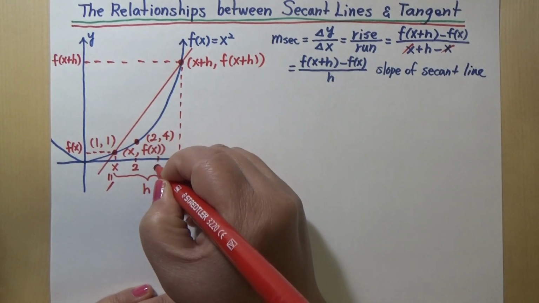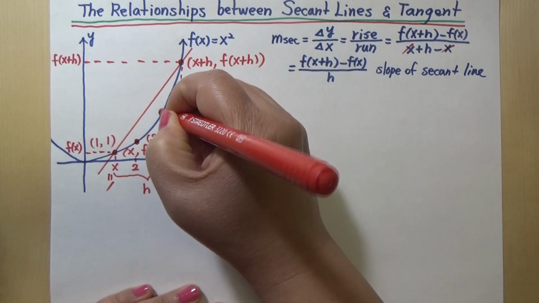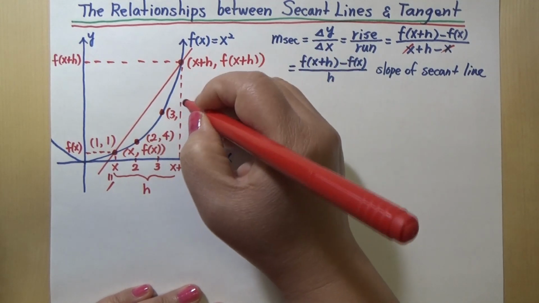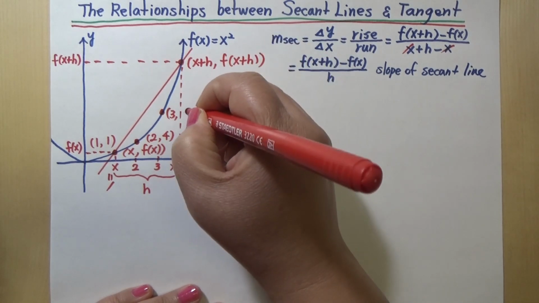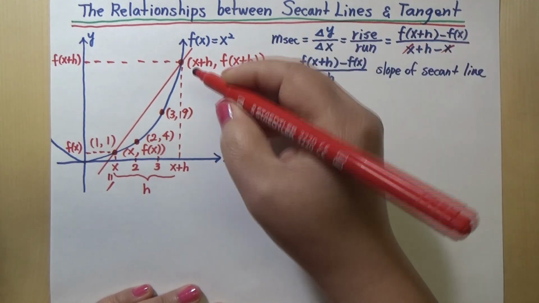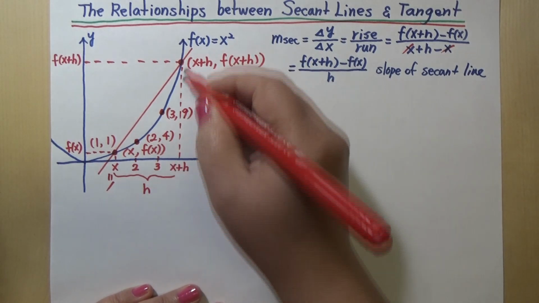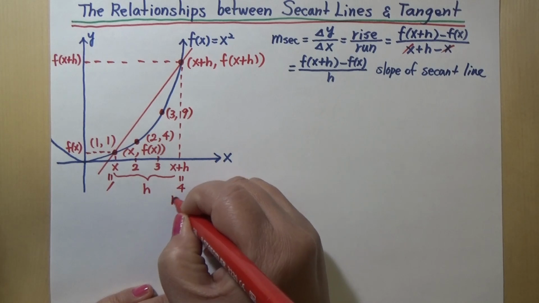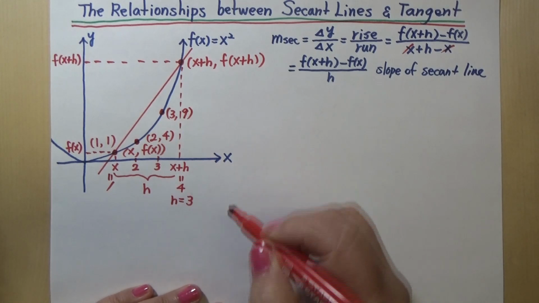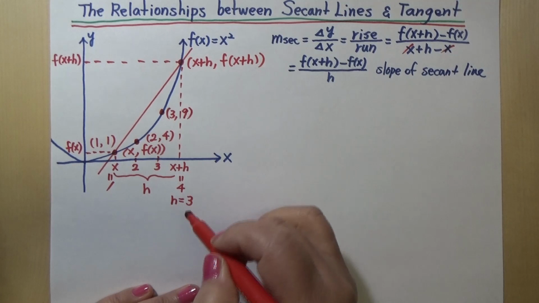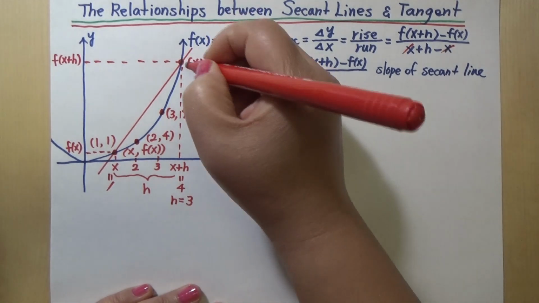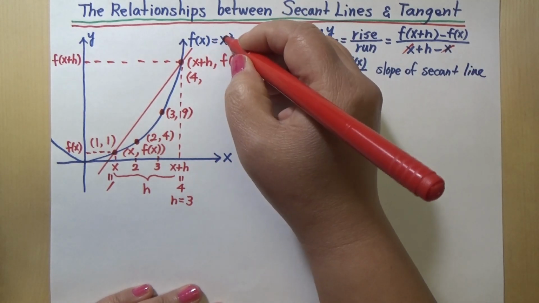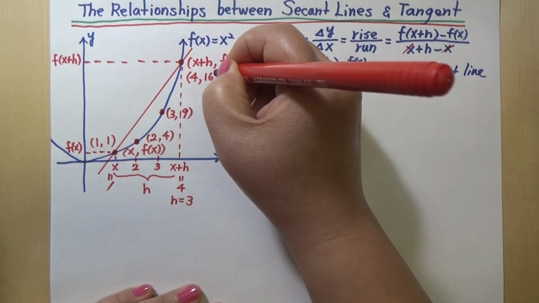And next one, this is the 3, and this point, x value is 3, and y value is 3 squared, which is 9. Okay, and then next one, x plus h, I'm going to say this is the 4, which h is equal to 3, because h, 4 and 1, the difference is 3. Okay, so that is why this is 4, and y value is 4 squared, which is 16.